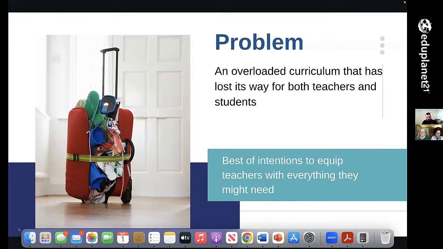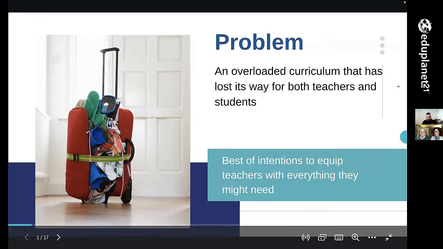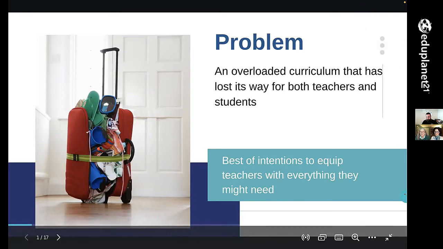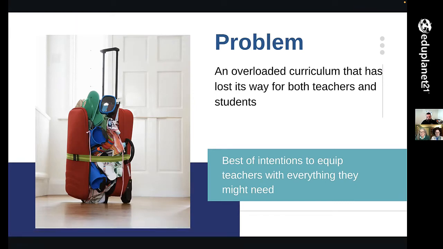The two of us are very happy to be working with you today. It's been our pleasure to do a great deal of work with this wonderful organization. EduPlanet 21 has produced high quality curriculum mapping platform work and unit design work for many years now.